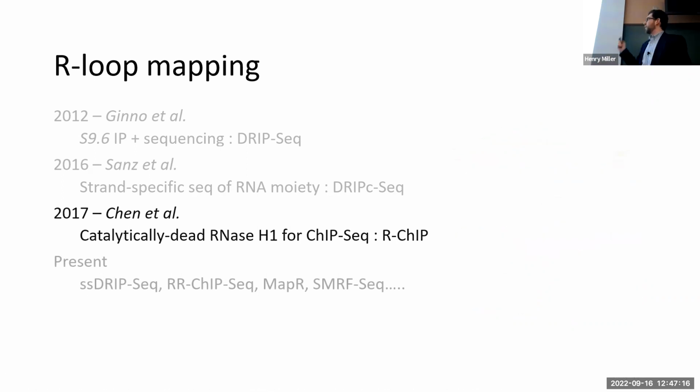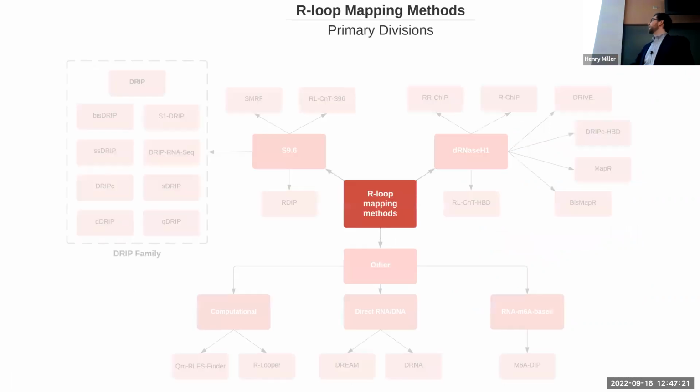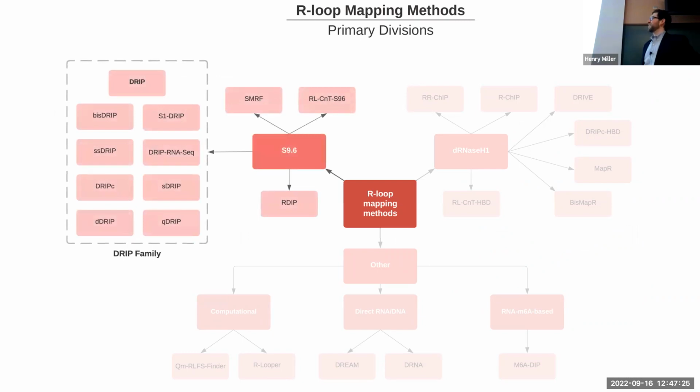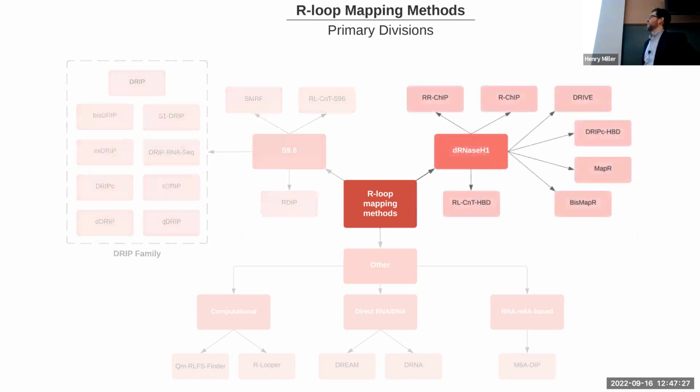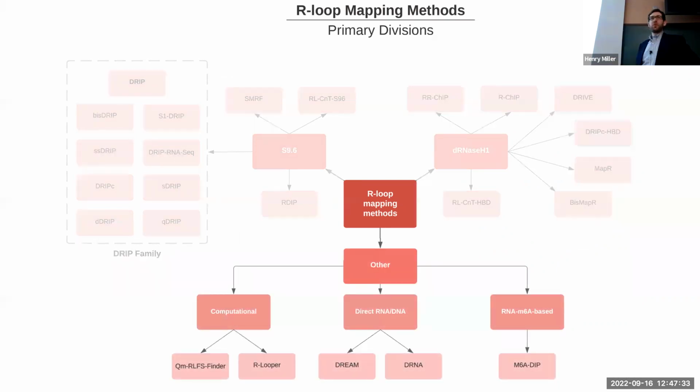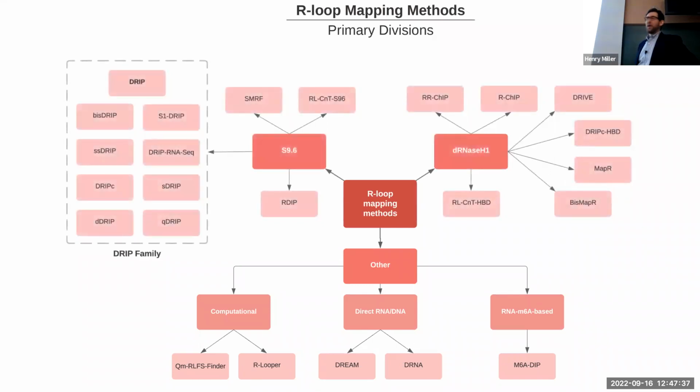All right, so at present, there are a wide array of R loop mapping assays out there. Here's a mind map showing a few of them. Here we see the S9.6 based approaches, such as DRIP sequencing. We see the dRNH based approaches, such as R-ChIP, and we see other miscellaneous approaches as well. All right, and that is R loop mapping in a nutshell.